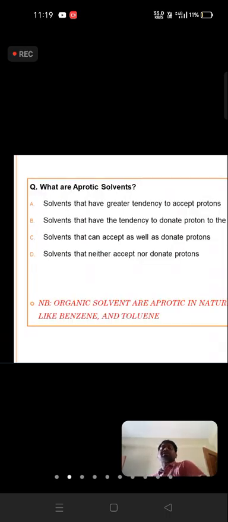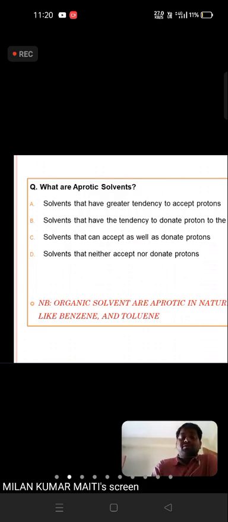Next question: what are aprotic solvents? Mostly organic solvents are aprotic in nature, because they have a lesser tendency to generate the H plus ion. So what are aprotic solvents? Solvents that can neither accept nor donate a proton. So answer D is the correct answer regarding aprotic solvents.